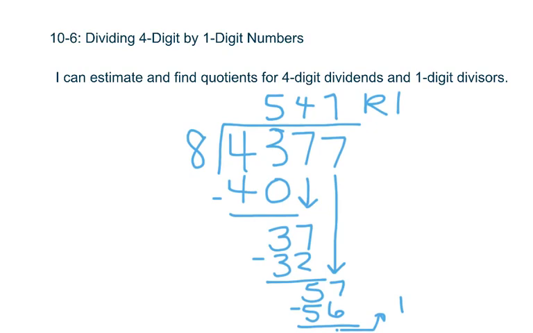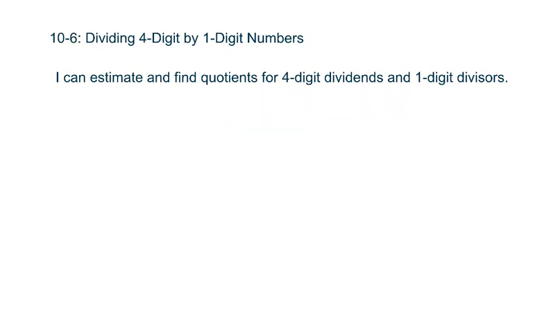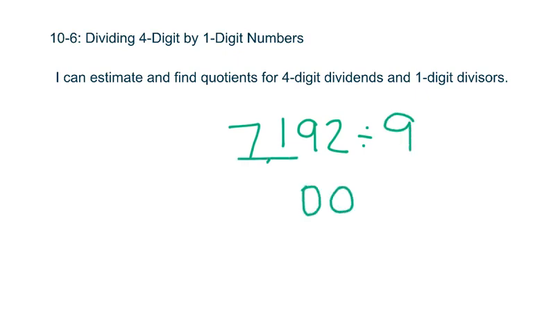Okay, last example and then the challenge. Okay, this problem says 7,192 divided by 9. I change the tens and ones to zeros. I look at the first 2 digits and look to see what multiple they are close to. So what multiples of 9 are close to 71? Well, the closest one would be 72.